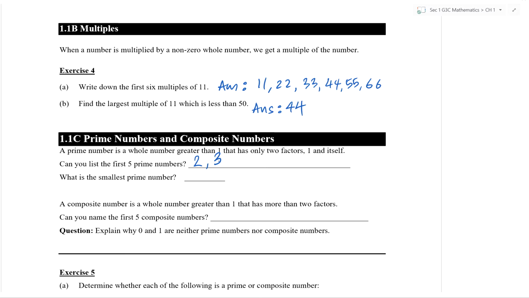What is the next whole number? 4, isn't it? But is it a prime number? Why not? It has more than 2 factors. How many factors does it have? 3 factors: 1, 2, and 4. Therefore, it is not a prime number. Okay, you see how this works already? Yes?